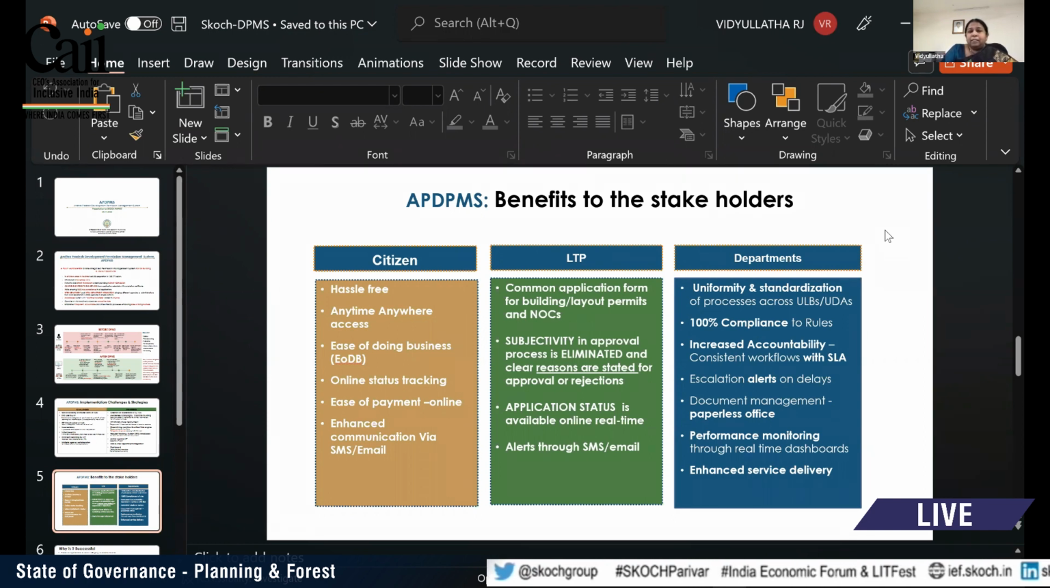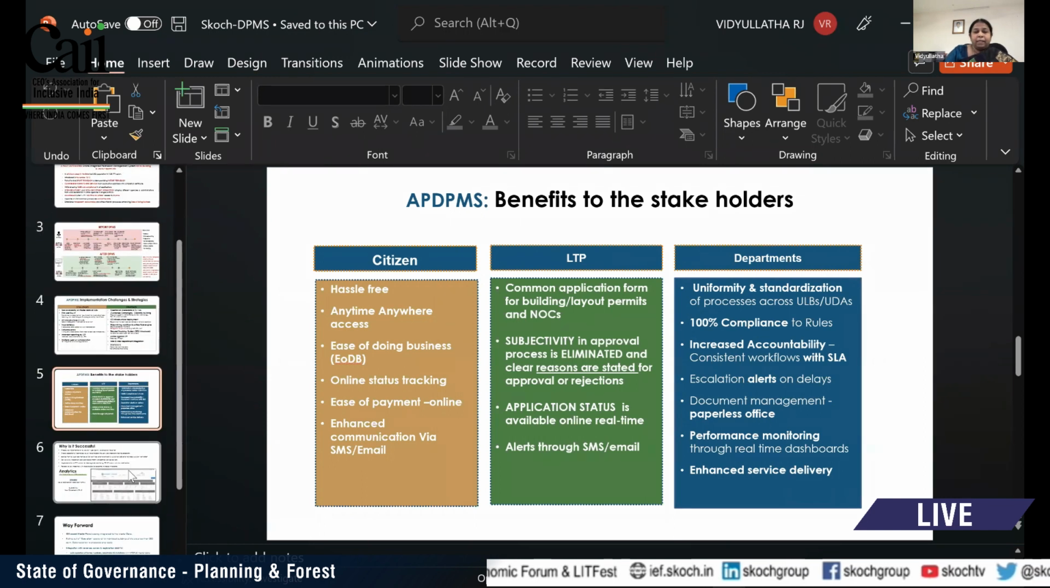But here the system scrutinizes the application, so we are ensuring 100% compliance to the rules. And if any delays are there in issuing the building permission and the occupancies, we can monitor them and improve the system, sir. We have introduced deemed permissions also in the system as per the Act. So likewise, we are giving enhanced service delivery to the applicants.